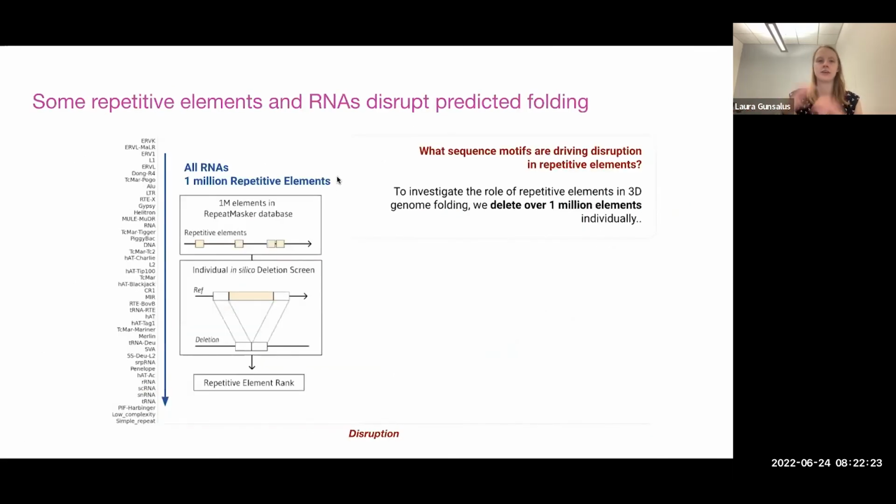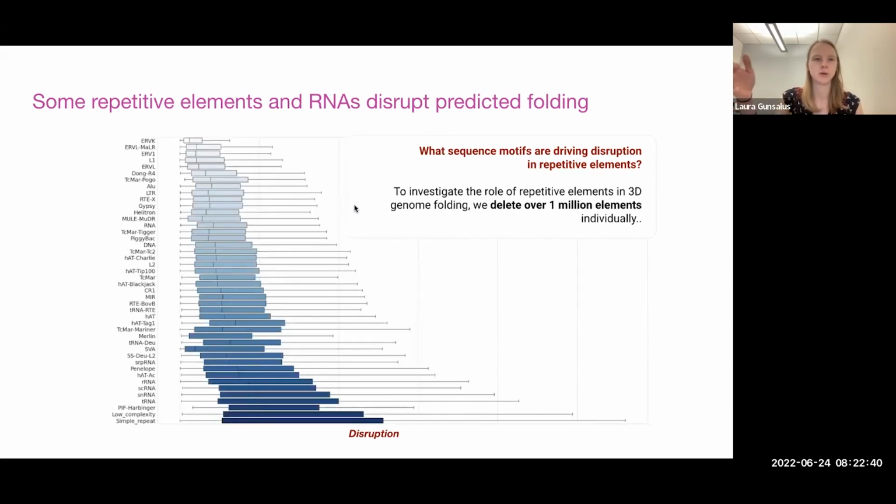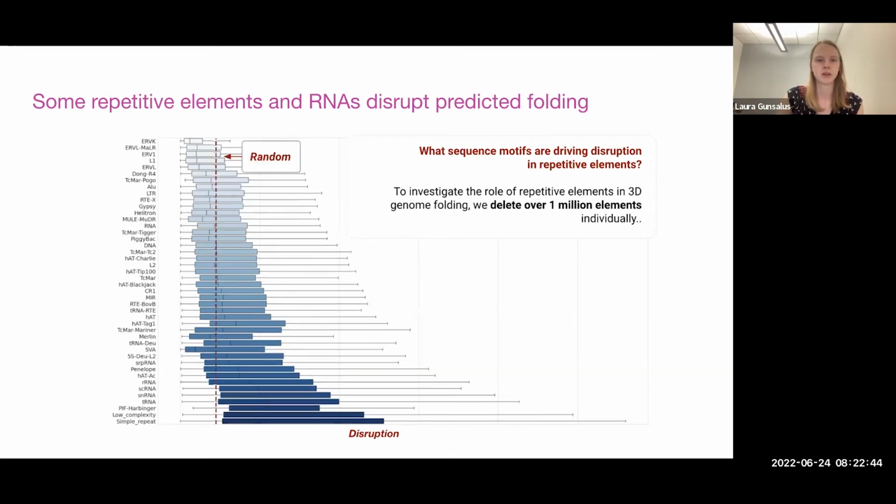So instead of deleting 5 kb bins, we can now individually target repetitive elements. And to do this, we delete over 1 million elements in the RepeatMasker database by individually deleting them and comparing a wild type to a reference map. And the result is a wide distribution of how disruptive repetitive element families are to 3D genome folding. But we note that a substantial amount of them are greater than you would expect from size-matched random deletions, potentially supporting their role in 3D genome folding.